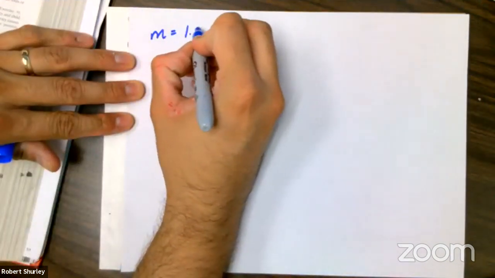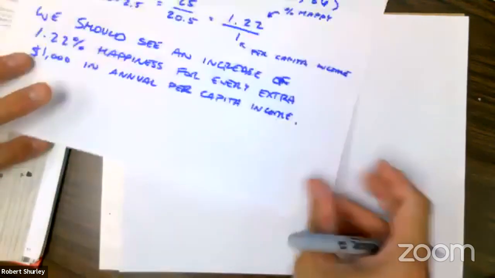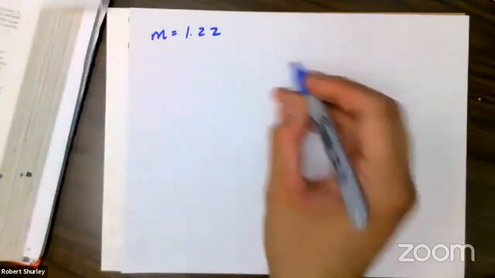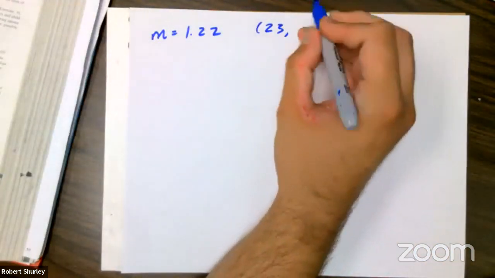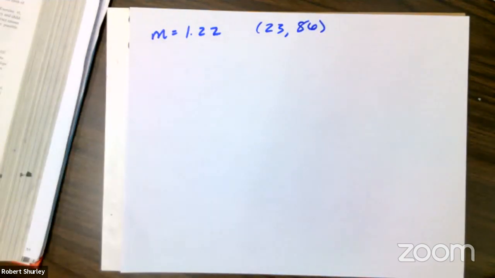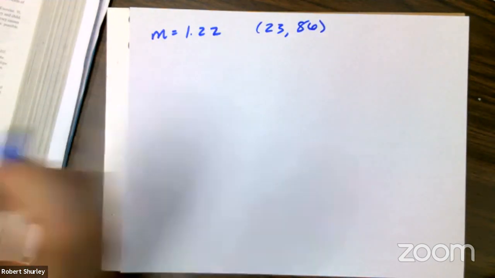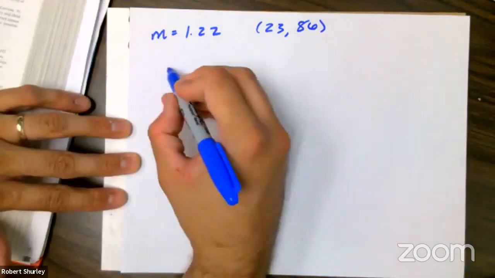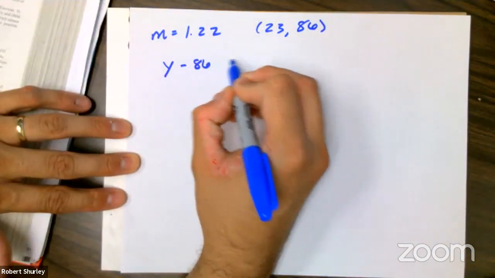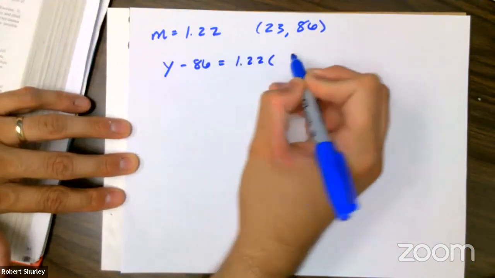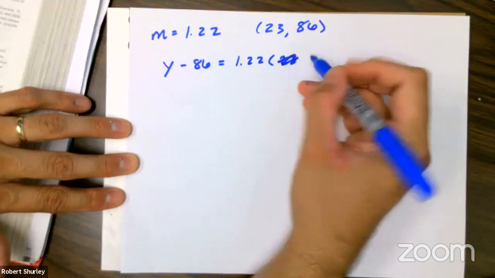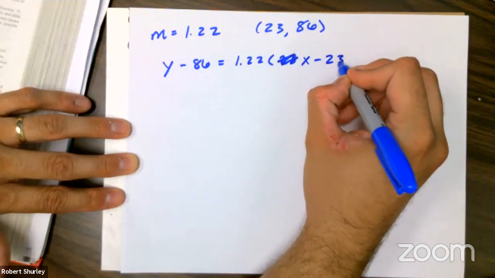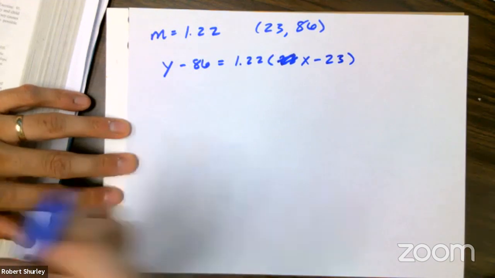So now the question turns into, let's make a trend line for it. I know the slope is 1.22, and I'm going to use the France coordinate, 23, I'm sorry, 23.86. I'm just going to do what we've been doing so far. Put it into point slope form, and then solve for y.